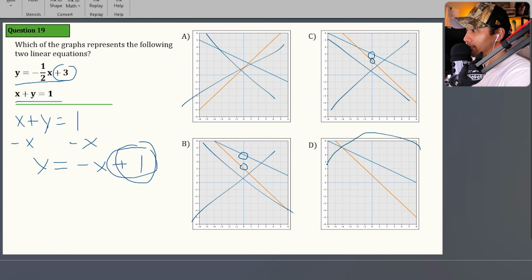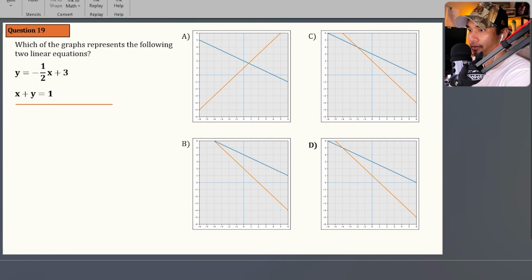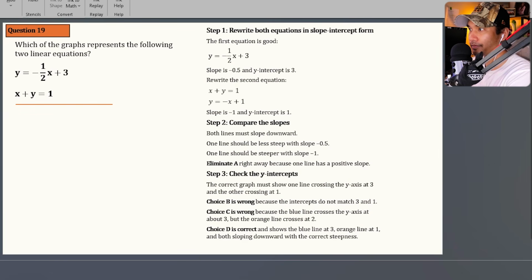But D is the correct answer. And let's go see our explanation. So rewrite both equations in slope-intercept form. Our first one was good to go, and then we just rearranged our second equation to get y equals negative x plus 1. And then, very important, we have a slope of negative 0.5 and a y-intercept of 3, and a slope of negative 1 and a y-intercept of 1. So these are the ones we have to look for in the graph.